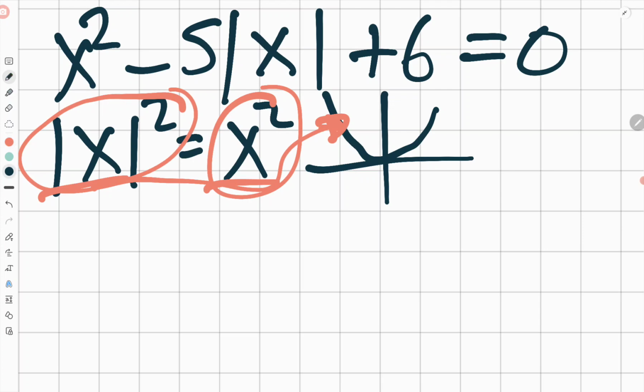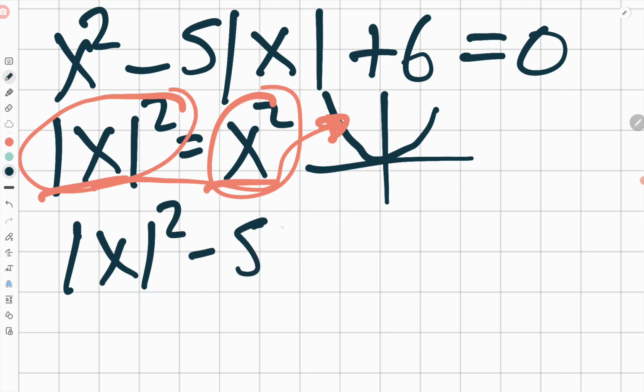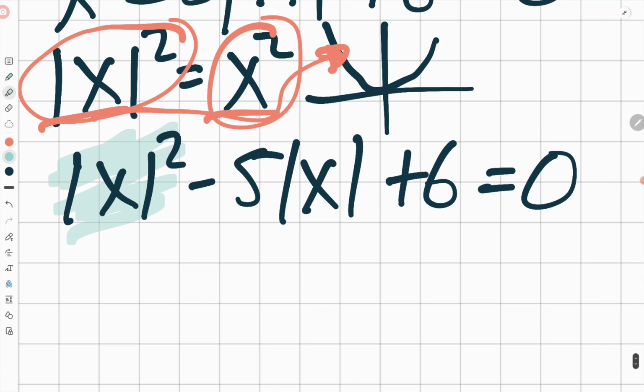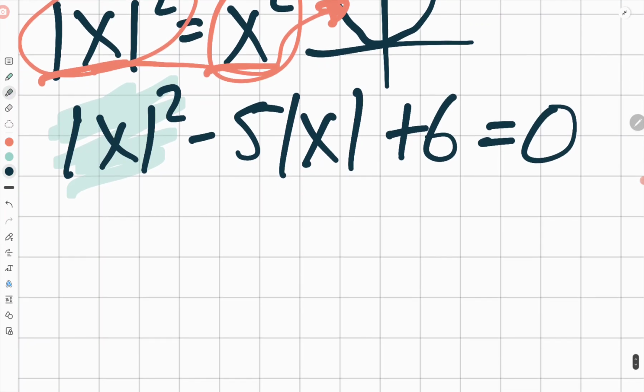Okay. So we'll say the absolute value of x, quantity squared, minus 5 times the absolute value of x plus 6 equals 0. So notice the key step I'm applying here, which is what? I'm replacing, in this position, x squared with the absolute value of x squared. Why would I do that? Because then I can factor, for example.